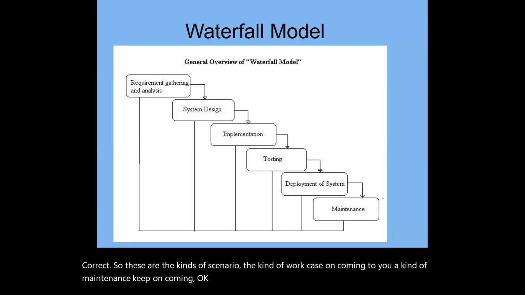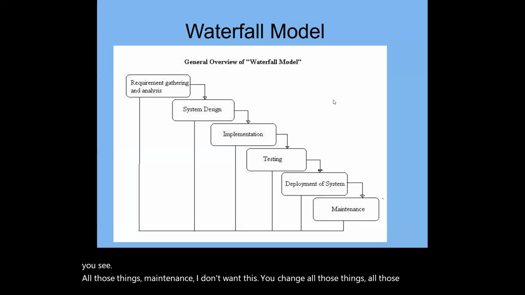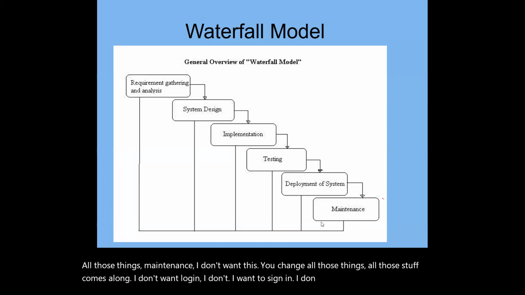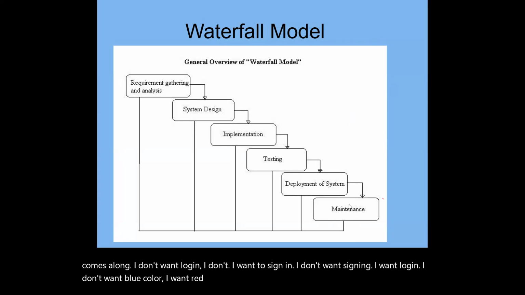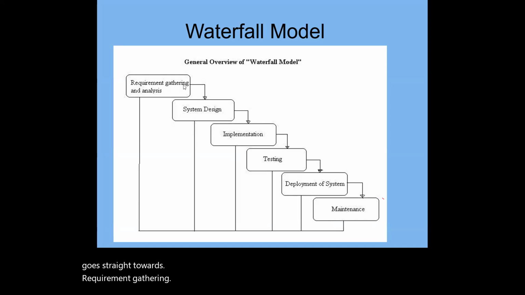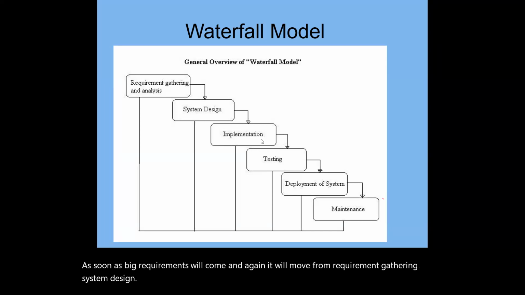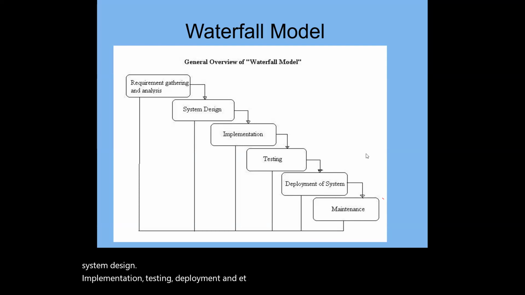After that it goes straight to requirement analysis. All those things in maintenance, I don't want this, you change all those things. I don't want login, I want sign in. I don't want sign in, I want login. I don't want blue color, I want red. All those things come in this maintenance phase. After that it goes straight to what? Requirement gathering. As soon as big requirements come, it again moves from requirement gathering, system design, implementation, testing, deployment, and maintenance.